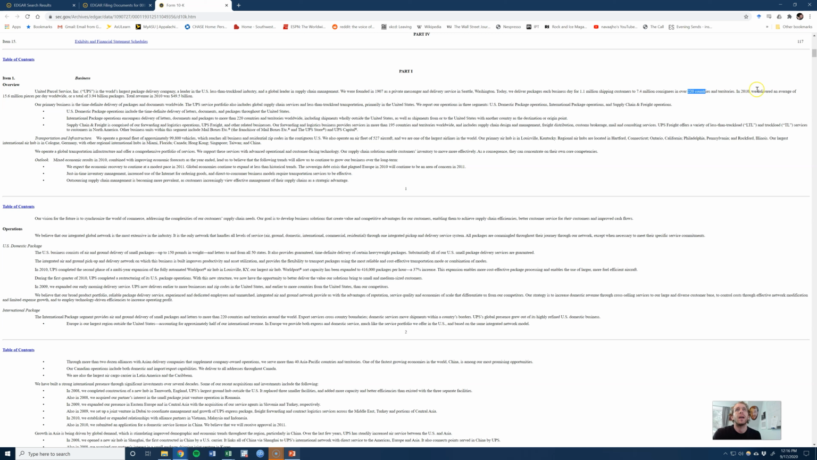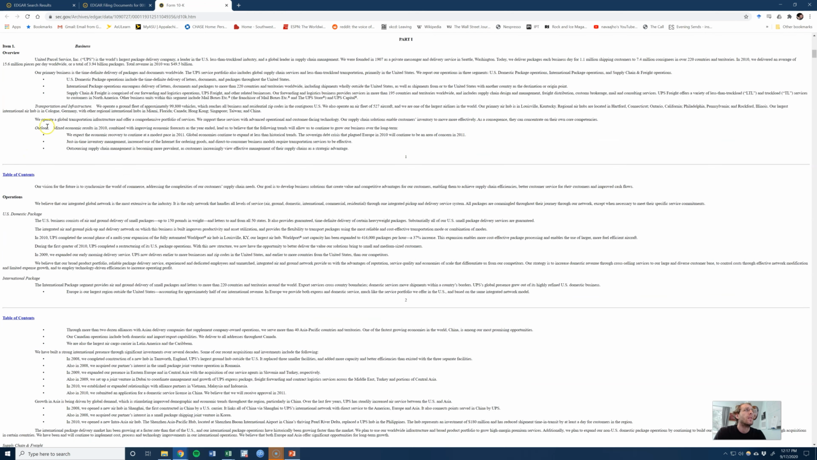Again, in the next sentence it says in 2010 we delivered an average of 15.6 million pieces per day worldwide, or a total of almost 4 billion packages. And it gives us total revenue of 50 billion in the previous year. So again, that's all not useless information, but it's not something that we're immediately looking for. They give things like a general outlook, right?